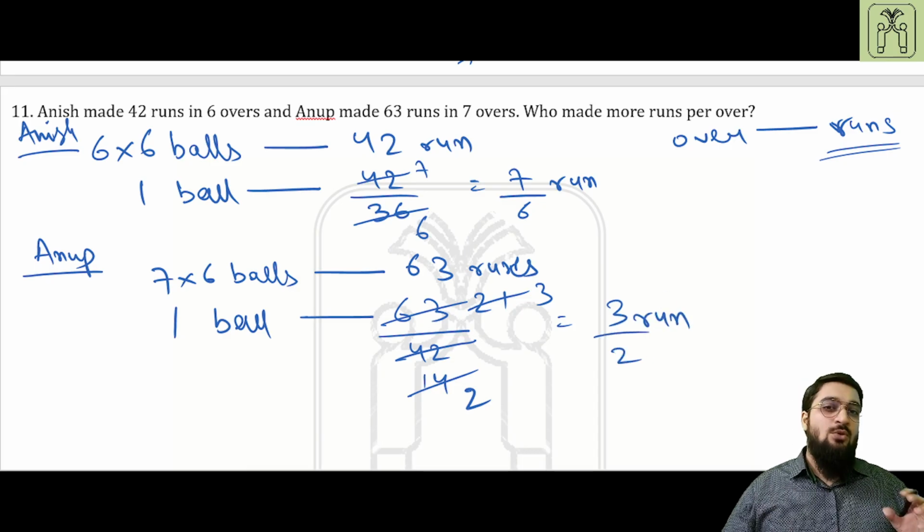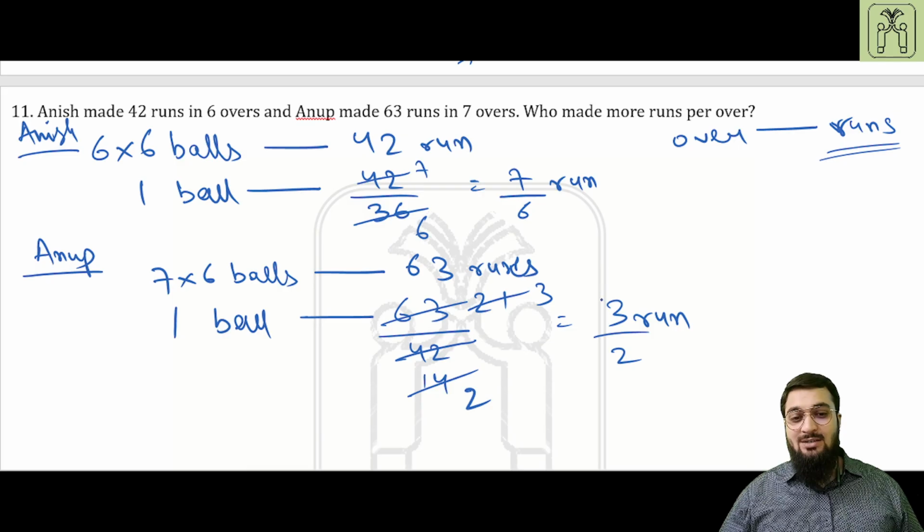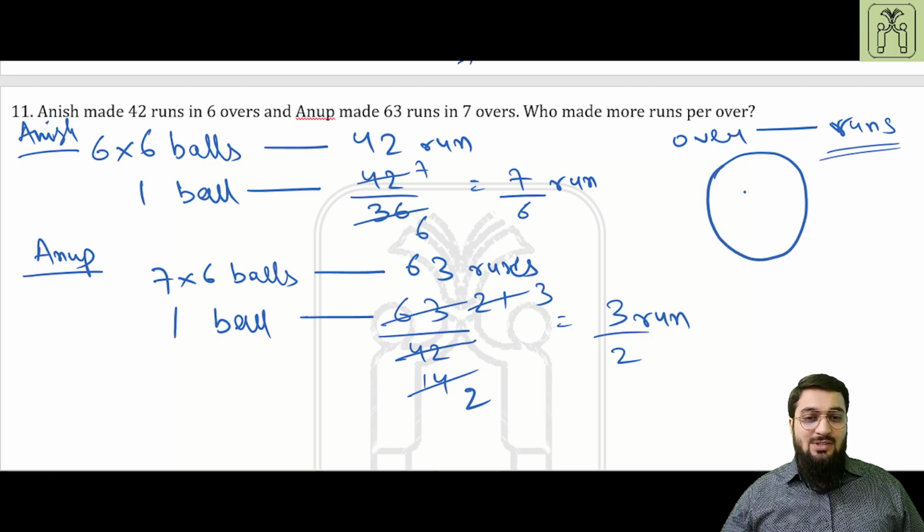So just by the look of the fraction, you can understand that 7 by 6 run is greater than 3 by 2 runs, because I told you in the fraction chapter that if I have a pizza and I divide it into 2 pieces, or let's say into 6 pieces, how do we do that? We do that in the following manner.